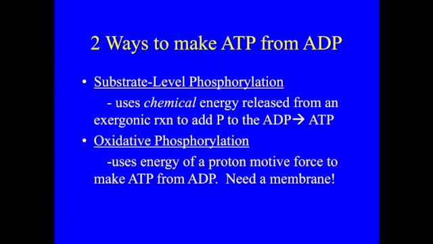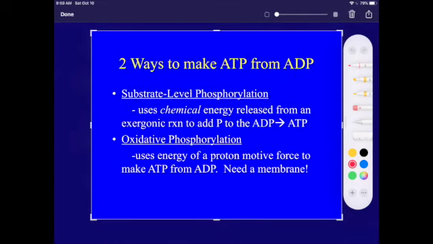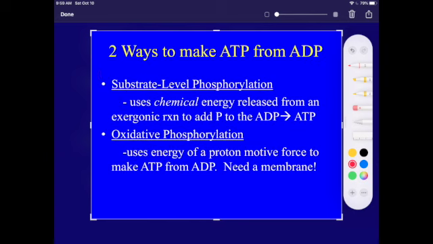Here we go. I want to talk about two different ways to make ATP from ADP. One is substrate level phosphorylation. I need a different color on here. This uses chemical energy released from an exergonic reaction to make ATP from ADP. This is where that coupled reaction thing came in. Those coupled reactions.